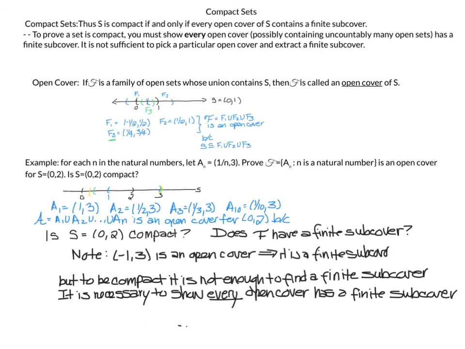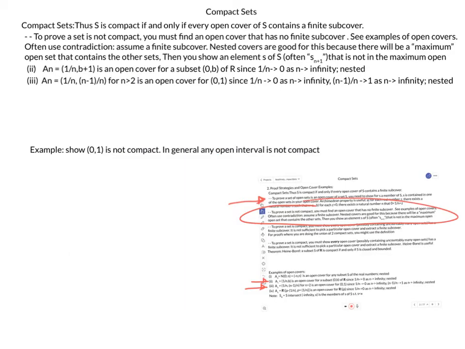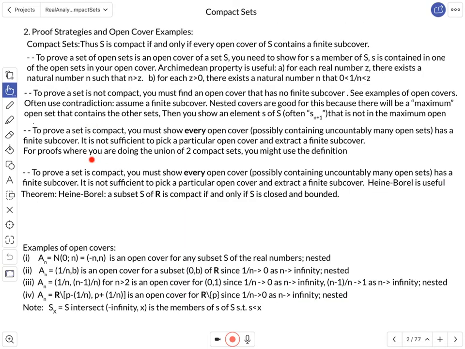compact. And note, it's very easy to find an open cover that's finite. So for example, the open interval -1 to 3 is an open cover of [0, 2]. However, to be compact, it's not enough to find a finite subcover. It's necessary to show every open cover has a finite subcover. And we just showed that the A_n over here cover does not have a finite subcover, so S is not compact. Next, we will look at showing the open interval (0, 1) is not compact.